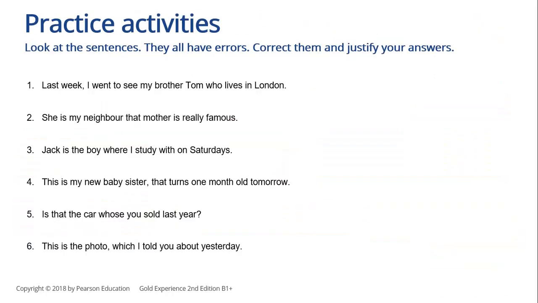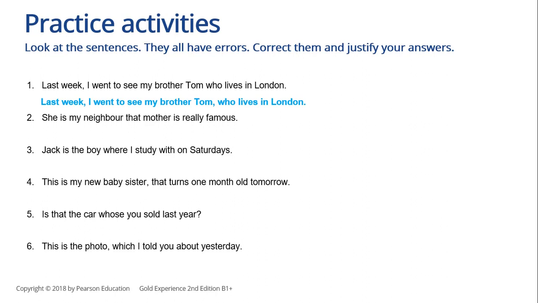Let's practice. Look at the sentences. They all have errors. Correct them and justify your answer. Let's do the first one together. Last week, I went to see my brother Tom, who lives in London. Well, last week I went to see my brother Tom, comma, who lives in London. Why? Well, normally you only have one brother whose name is Tom, so that's why. Who lives in London is extra information. Alright? How about the second sentence?